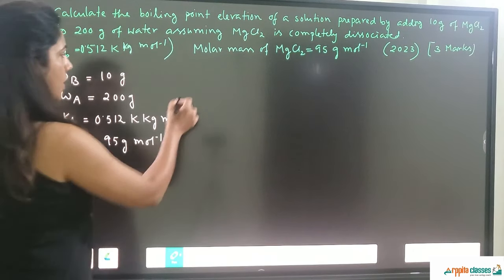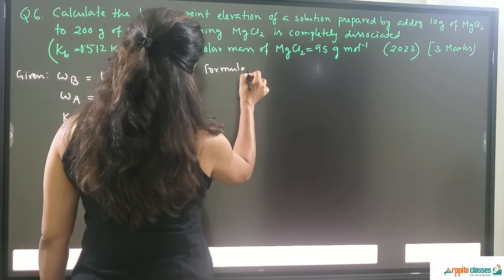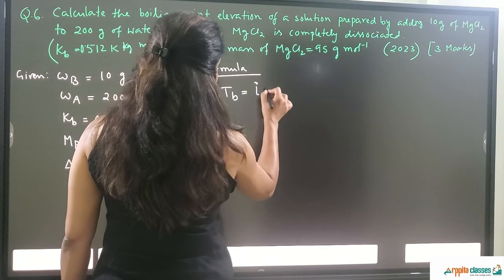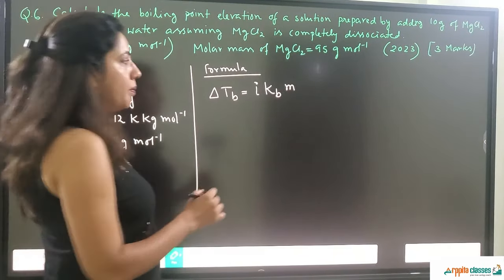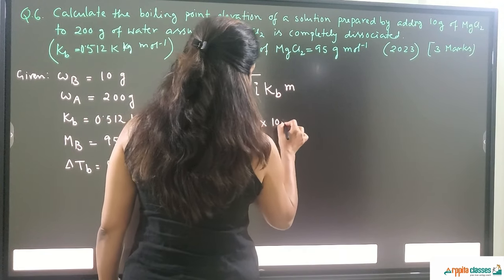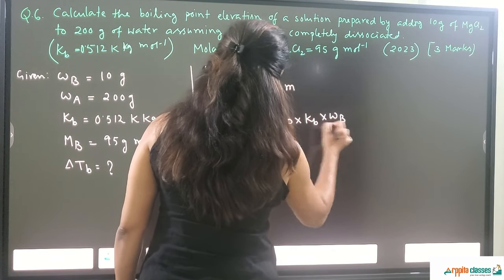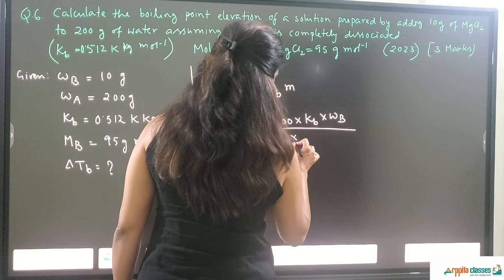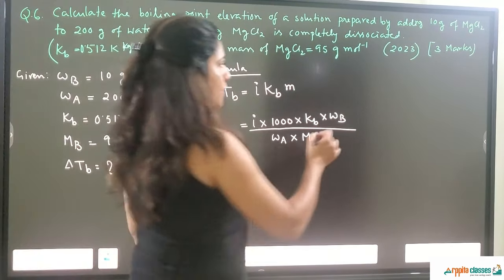So we know the formula, the elevation in boiling point formula, that is delta Tb is equal to i into Kb into m. And I told you how to break molality, so I will just directly write down i into 1000 into Kb into Wb divided by Wa into Mb. This is the formula. Now we have to find out what's the value of i.